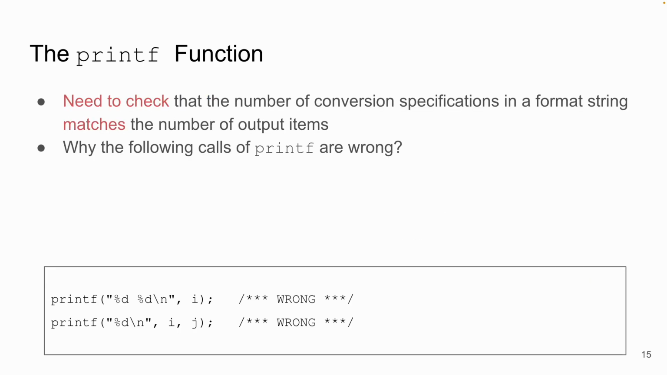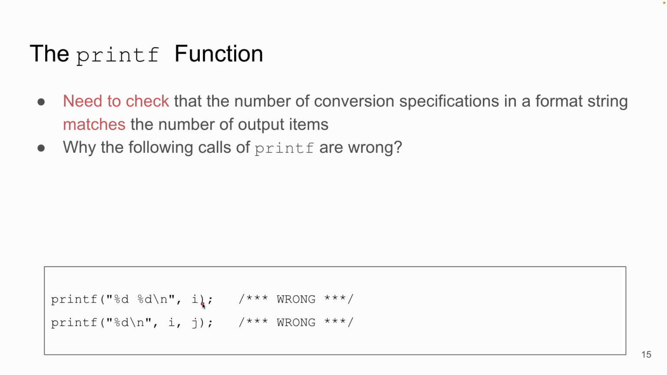Okay. So when we use printf and the format string, the most important thing is that we need to check whether the number of conversion specifications, that is the number of %d or %f in the format string, matches the number of output variables. So we need to check that the number of % we have in the format string matches the number of variables we have after the format string.